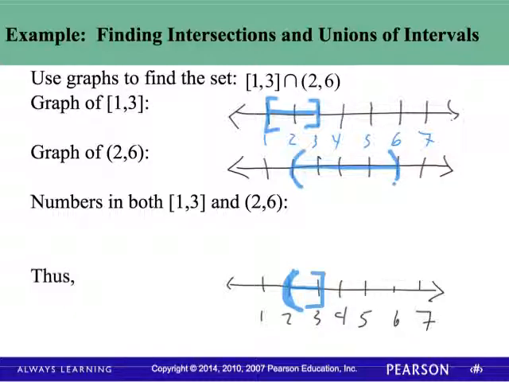So if I want to write this as an interval, this is the half-open interval from 2 to 3. And that's what the intersection of closed 1, 3 and open 2, 6 is.